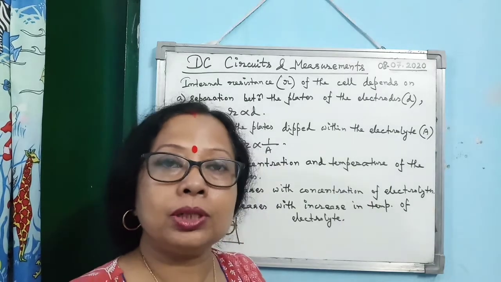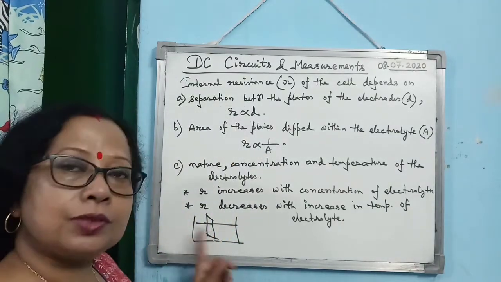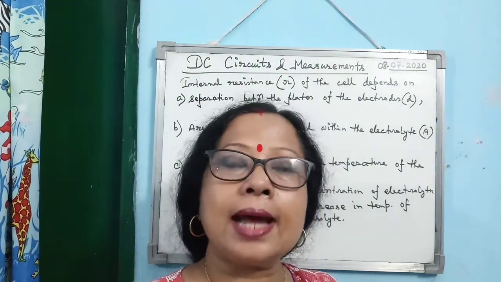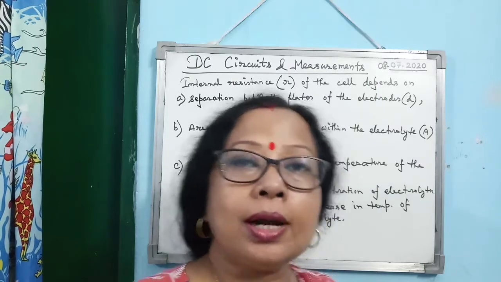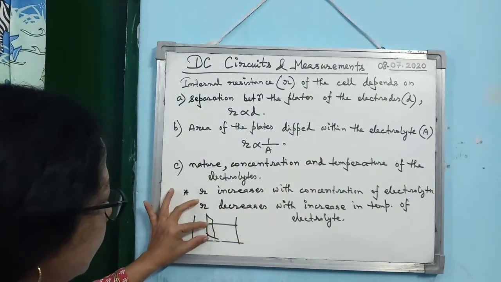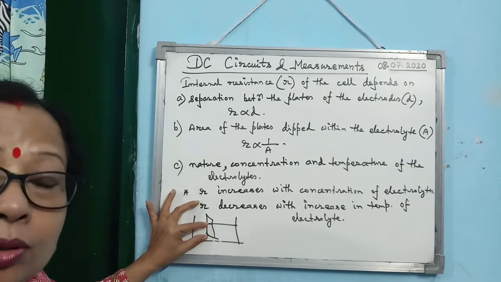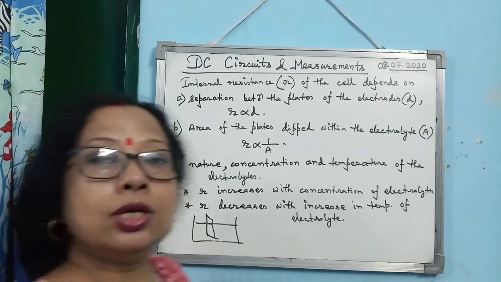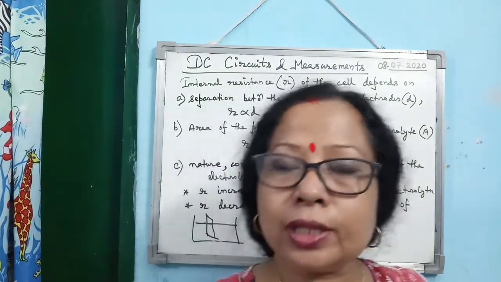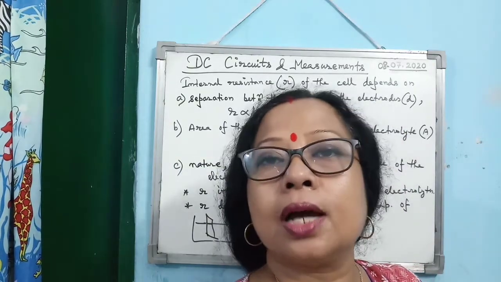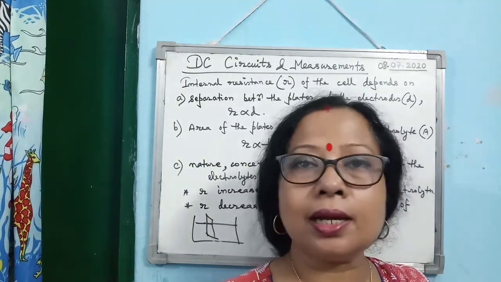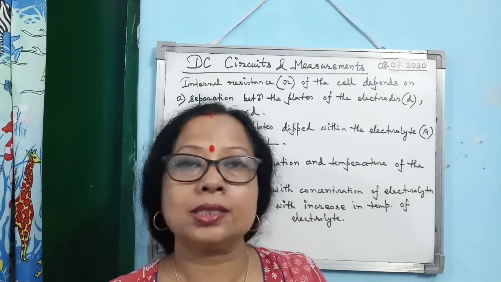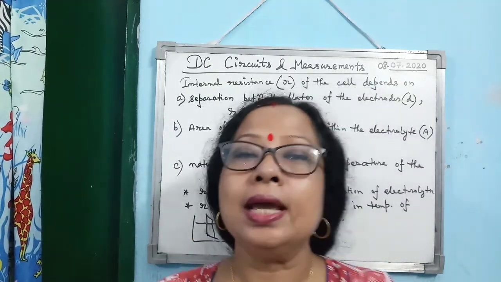Alright, you know the free electrons: the positive electrode will have fewer electrons, and the negative electrode will have more electrons, but the electrons will be there within the plate on the surface which is within the electrolyte. So what is happening? The more the portion within the electrolyte, the more the concentration of electrons. Is that clear? If the concentration of electrons increases, then what will happen? Current will increase. It means internal resistance will decrease.